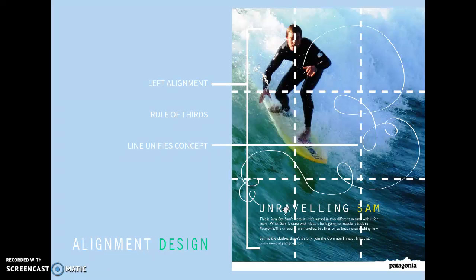The alignment in this ad, in this one particularly, is left aligned, and it follows the rule of thirds. So you see the person is intersecting in the first third of the picture, and also the line unifies and brings together the alignment of the picture. This little squiggly line draws your eye all around and brings it to the person. So it aligns the whole picture all together.